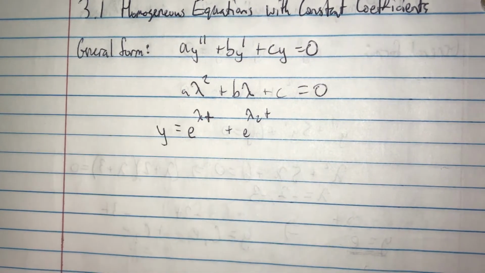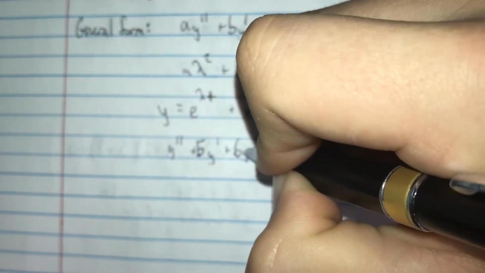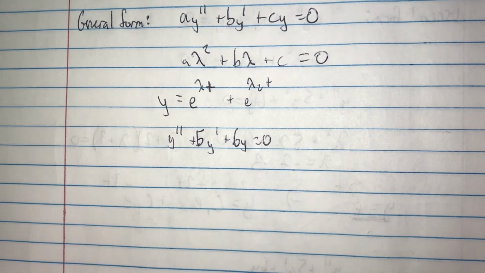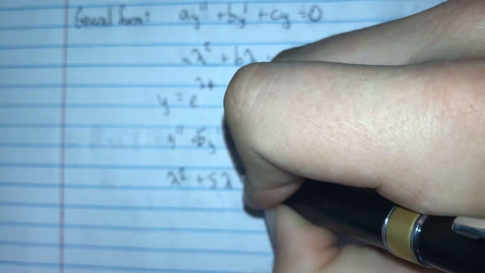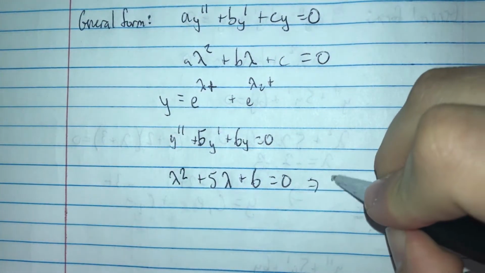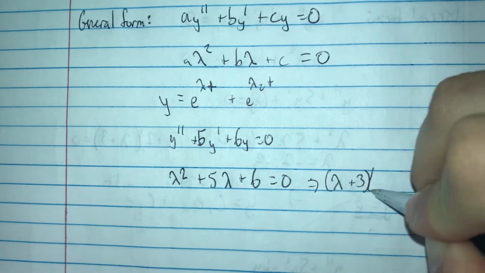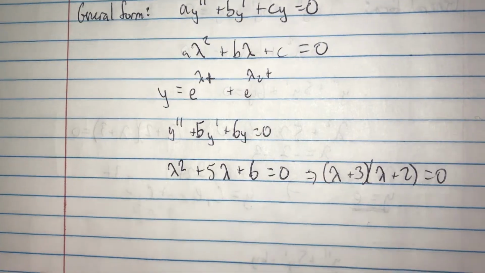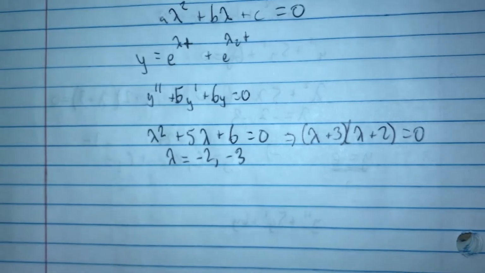So let's go ahead and do an example here. We'll have y'' + 5y' + 6y = 0. Sorry about that 5. So how do we solve this? Well, we can plug in lambda. So we'll have lambda squared + 5 lambda + 6 = 0. Through factoring, we can say (lambda + 3)(lambda + 2) = 0. So now we know lambda is equal to -2 and -3.